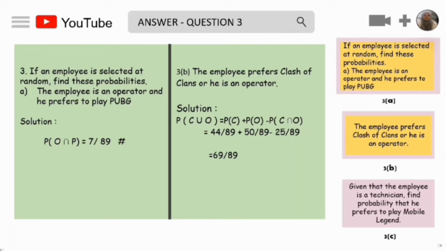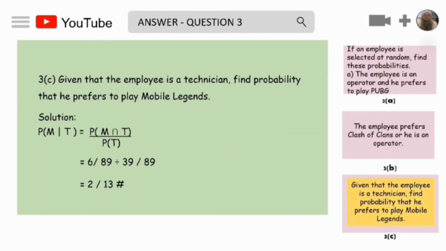Next is question 3b. The question asks, the employee prefers Clash of Clans or he is an operator. The solution is probability of Clash of Clans plus probability of operator minus probability of Clash of Clans intersection operator. And the answer will be 69/89.